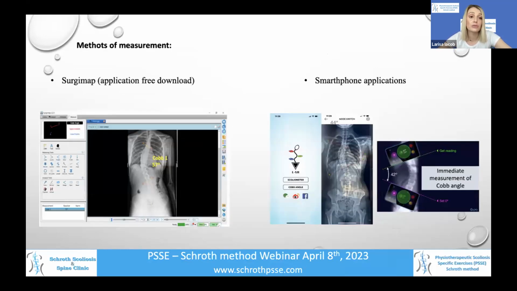We have also another way to measure the Cobb angle. This is SurgiMap, which is a free download application, and some smartphone applications.